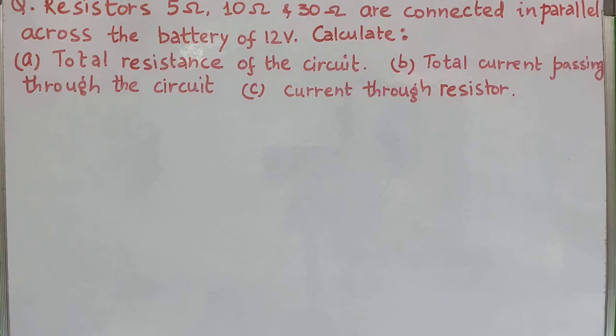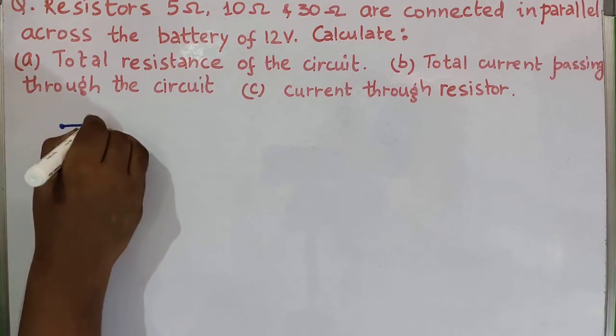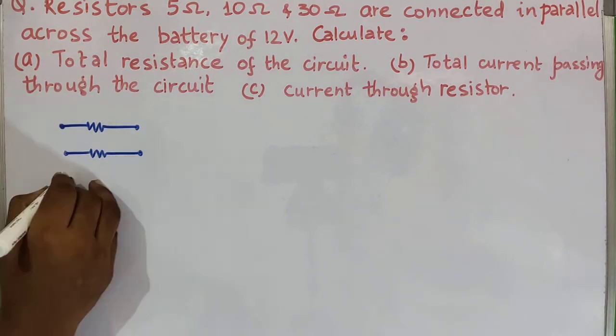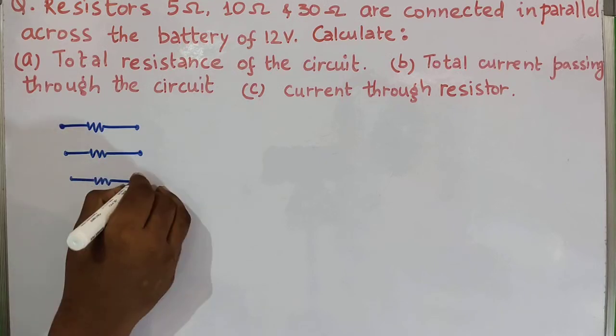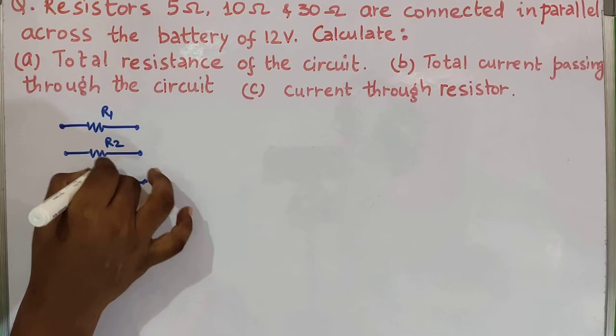So let us go ahead in our today's discussion. So in today's discussion, we are going to connect the resistors in parallel combination. So let us take 3 resistors just as an example. So these are our 3 resistors having resistances equal to R1, R2, R3.